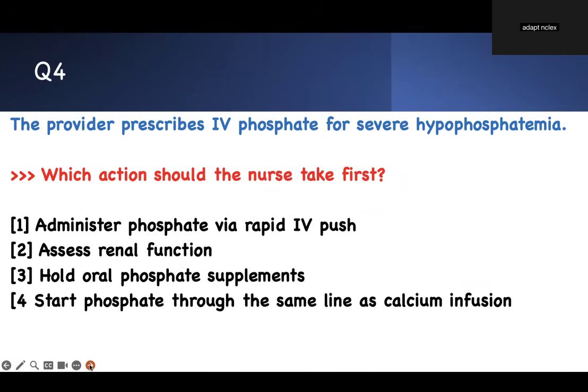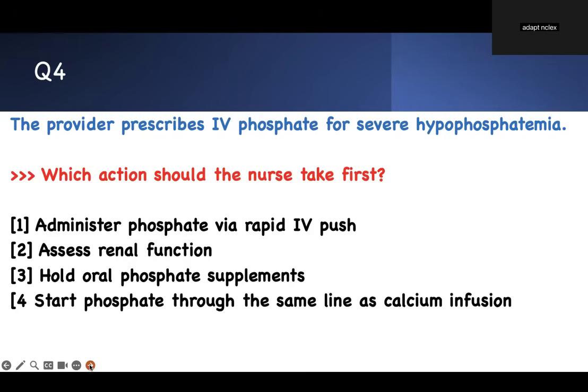Patient is what? I'm giving you IV phosphorus and you have low phosphorus. What action would I take first? Do I give it through IV push? Do I assess your renal function? Do I hold the phosphate oral form? Or do I start through IV calcium line?